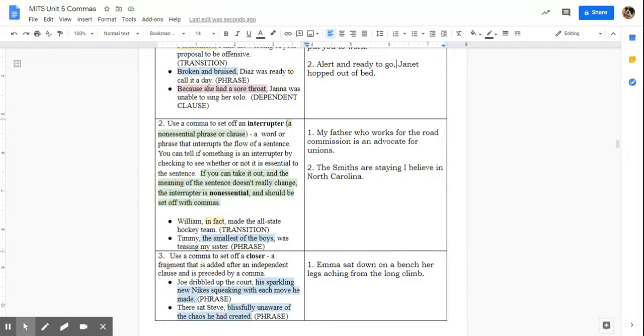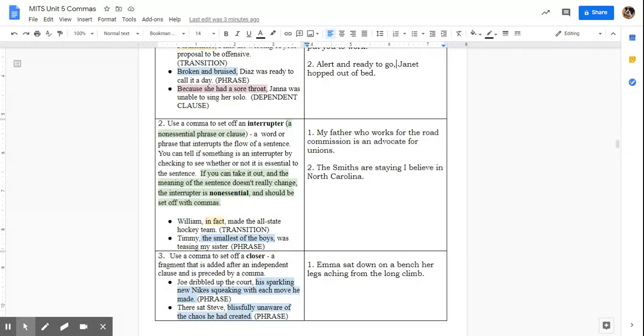Number 2, use a comma to set off an interrupter, a non-essential phrase or clause. So, simply a word or phrase that interrupts the flow of the sentence. You can tell if something is an interrupter by checking to see whether or not it is essential to the sentence. If you can take it out and the meaning of the sentence doesn't really change, the interrupter is non-essential and should be set off with commas.